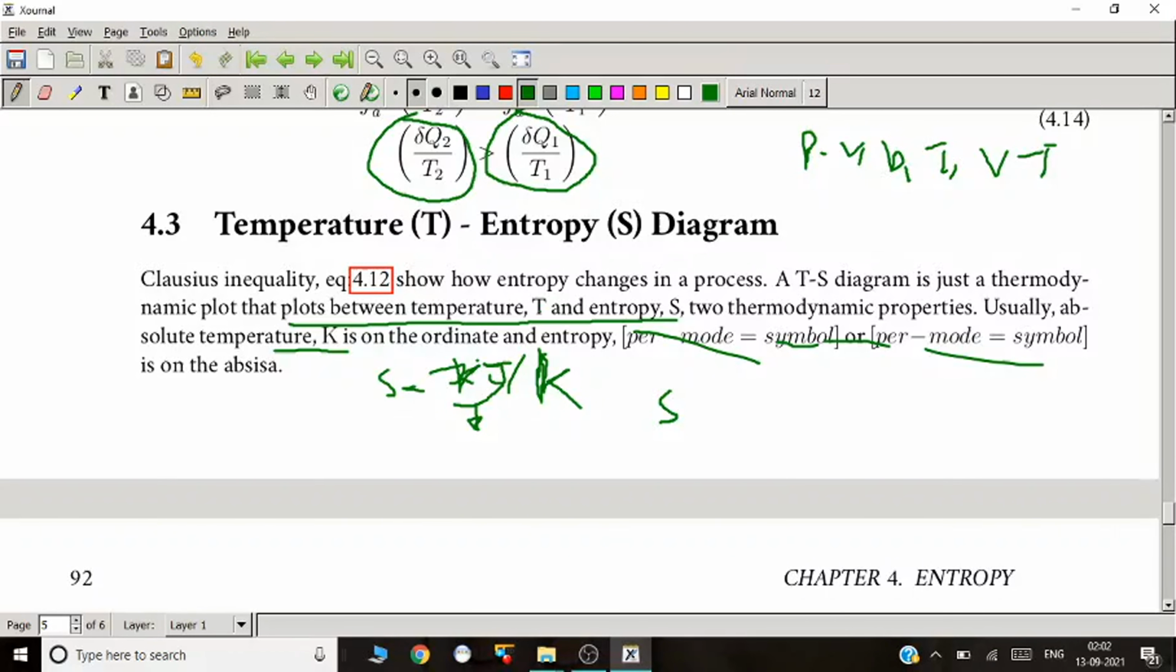Sometimes we may have specific entropy, then we'll have kilojoule per kilogram Kelvin. That's for specific entropy. If we have molar entropy, the kilogram will be replaced by mole, kilojoule per mole Kelvin.